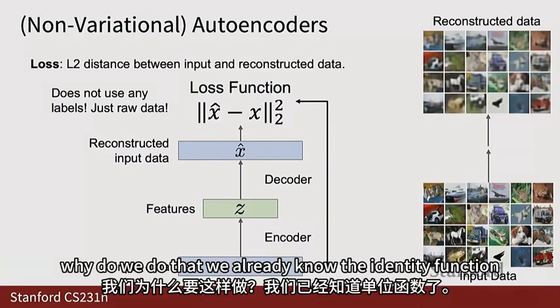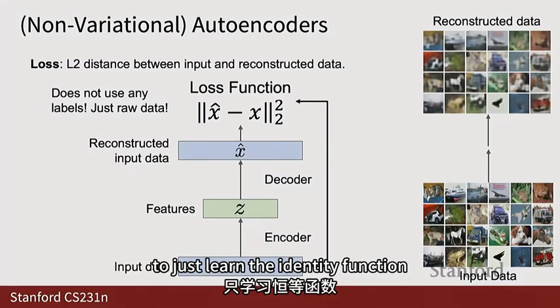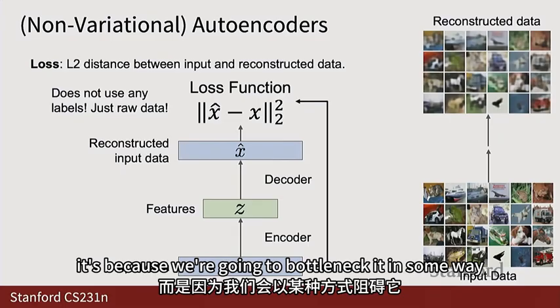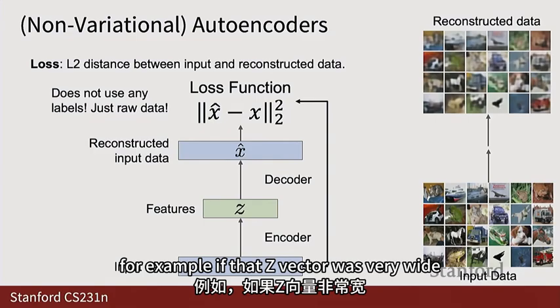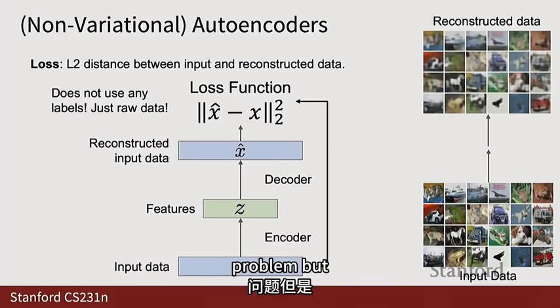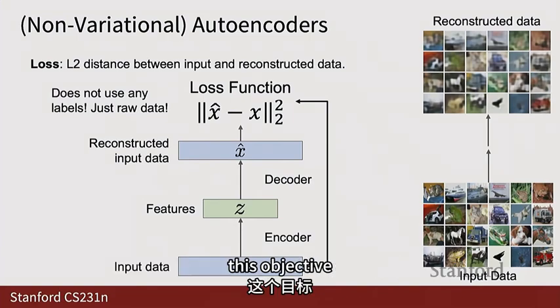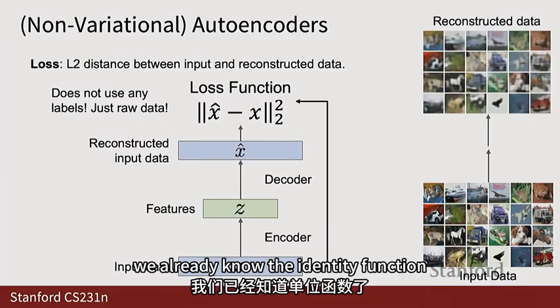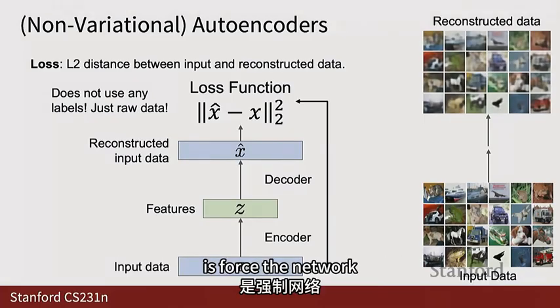Why do we do that? We already know the identity function. Why are we expending a lot of flops and training a neural network on a big data set to just learn the identity function that we already know? It's because we're going to bottleneck it in some way. If this model had infinite capacity, for example, if that z vector was very wide, if there were no constraints on the learning, I would expect a neural network to just nail this problem. But we don't want to do that because we explicitly don't care about learning this objective. We already know the identity function. We don't need an expensive neural network to compute it. What we want to do is force the network to try to learn the identity function under some constraint.